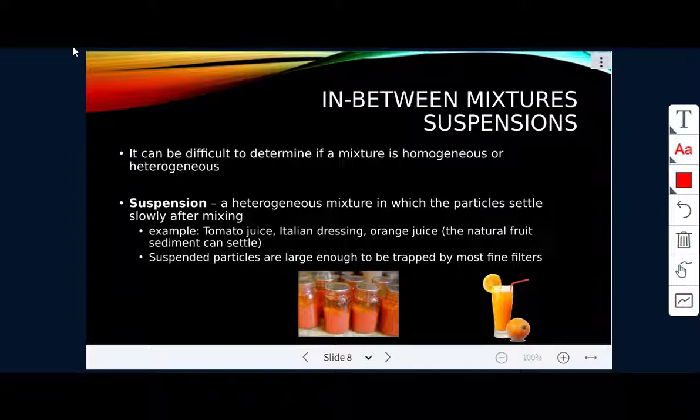So sometimes it can be difficult to determine if a mixture is homogeneous or heterogeneous. A suspension, it is a heterogeneous mixture. The particles will settle slowly after mixing. So you can mix them up together. It kind of looks like one substance, but if you let it just sit, eventually the particles will settle after mixing. So examples are like tomato juice, Italian dressing, orange juice, even sometimes the natural fruit sediment will settle. And then these suspended particles, they're large enough to be trapped by most filter papers or filters.